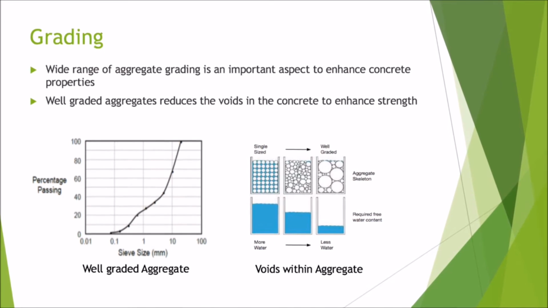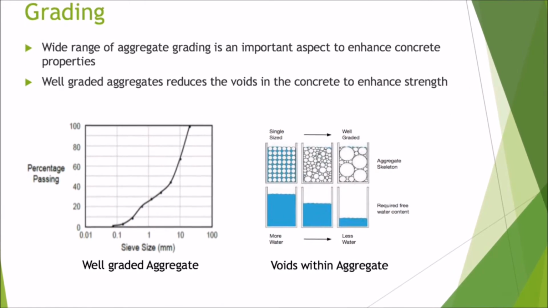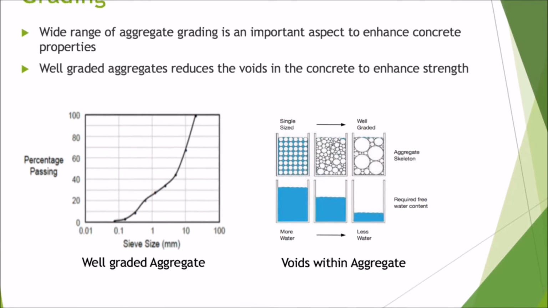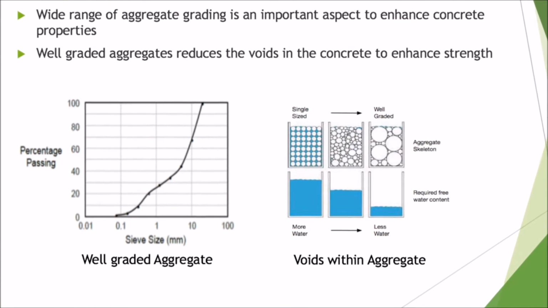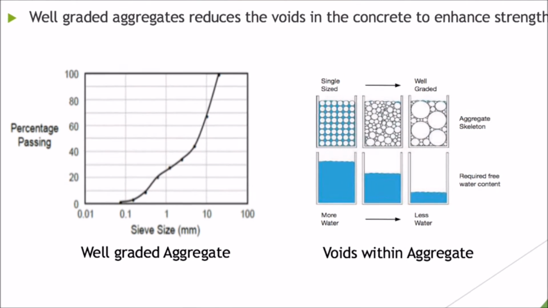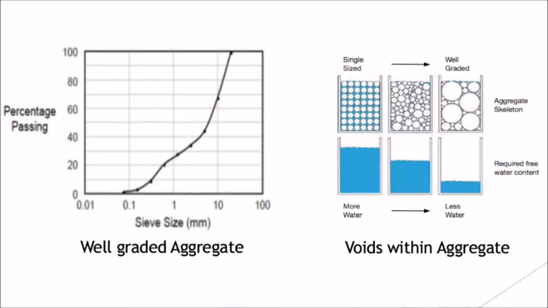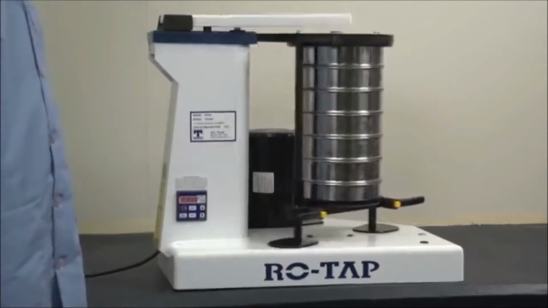Grading is an important aggregate property. A wide range of gradings is essential to improving the properties. Well-graded aggregate reduces voids in concrete and enhances the strength. It is important to have a consistent grading graph, which can be shown on the left in the image, and on the right is the range of aggregates showing the reduced voids. This is an example of sieving through and grading out.